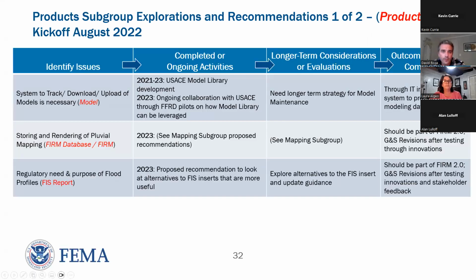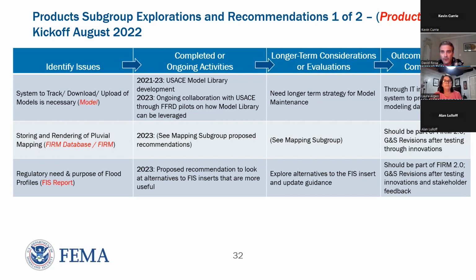Okay, so products was another subgroup, and this is going to be 2 slides, so bear with me. Products had several issues they identified. If you're building these 2D models and these large models, really having a system to track and download and upload those models is necessary. Also suggesting improvements to things like the firm database or the FIS report about storing and rendering different types of data, whether it's for regulatory purposes or other purposes.